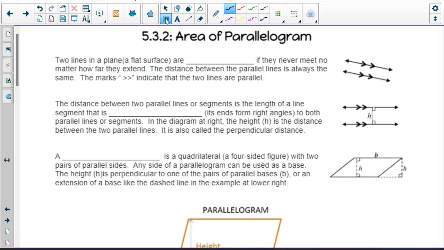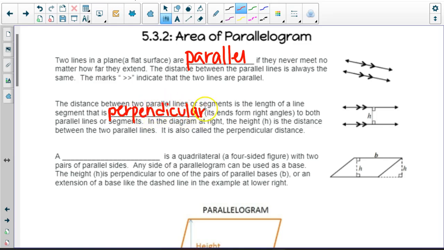So it says two lines in a plane are parallel if they never meet, no matter how far apart they extend. So parallel lines, okay? If we took these and stretched these out, these would never touch or cross or meet. They go on forever and they never touch. The distance between two parallel lines or segments is the length of a line segment that is perpendicular.